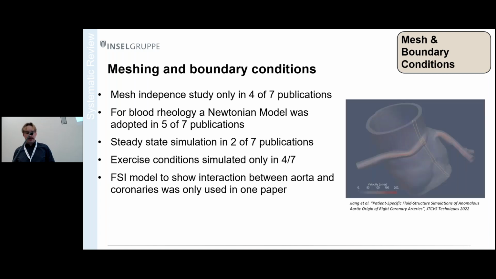So one group actually brought everything together, and they already built an FSI model. So let's see why the video is not working yet, where they actually did the interaction between the aorta and the coronary, and they did that for rest and for stress conditions.